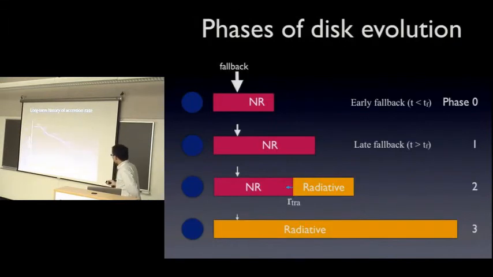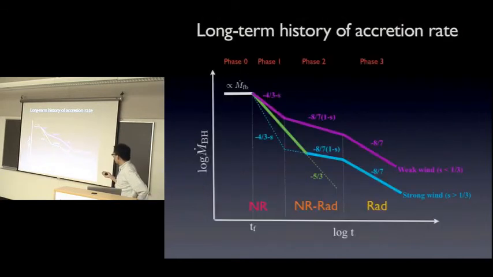But if you have a strong disk wind, then due to the strong wind suppression onto the accretion rate, the viscous spreading accretion rate does this, as shown in the cyan line. In phase 1, the viscous spreading accretion rate decays even steeper than the fallback rate power law. So the final accretion rate will be dominated by the fallback rate power law. But in later phases, the viscous spreading accretion rate is shallower, so the final accretion rate is still dominated by the viscous spreading accretion rate power law.